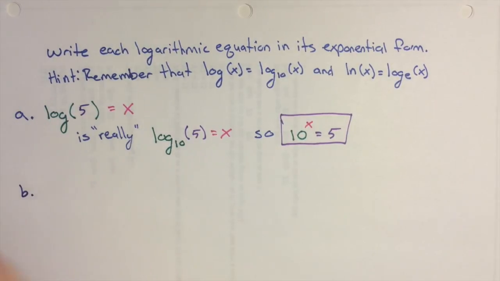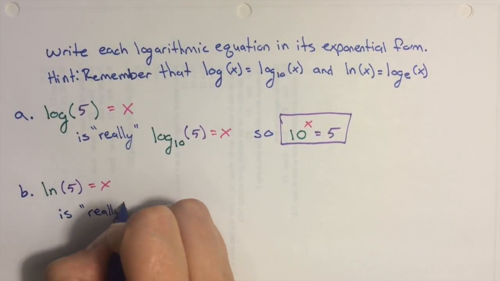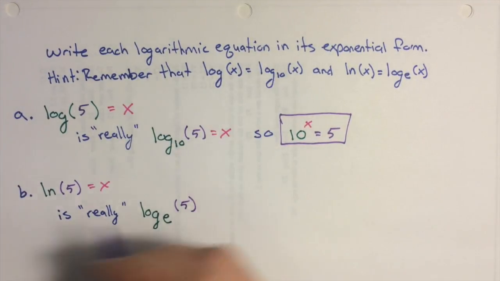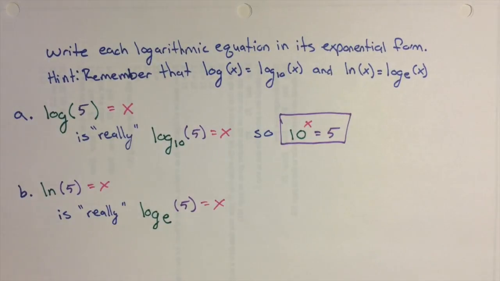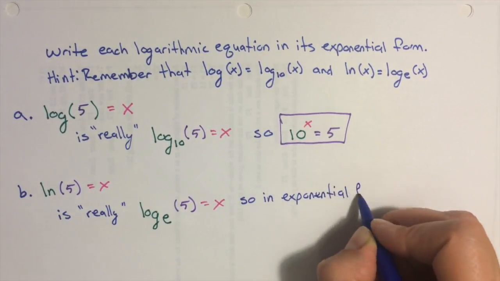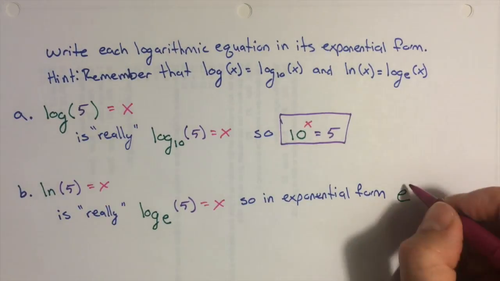For our second problem, we'll look at the natural log of 5 equals x. Again, this one doesn't seem to have a base, but it's really log base e, the natural log. So when we translate it into exponential form, our base is e, the exponent, in this case, is x, and it equals 5.